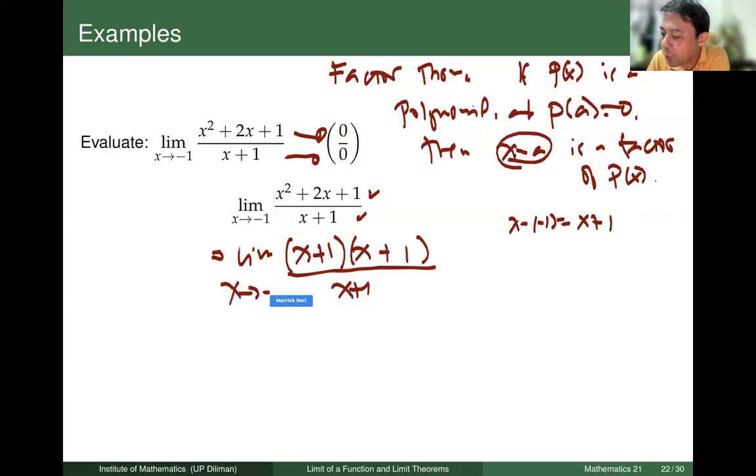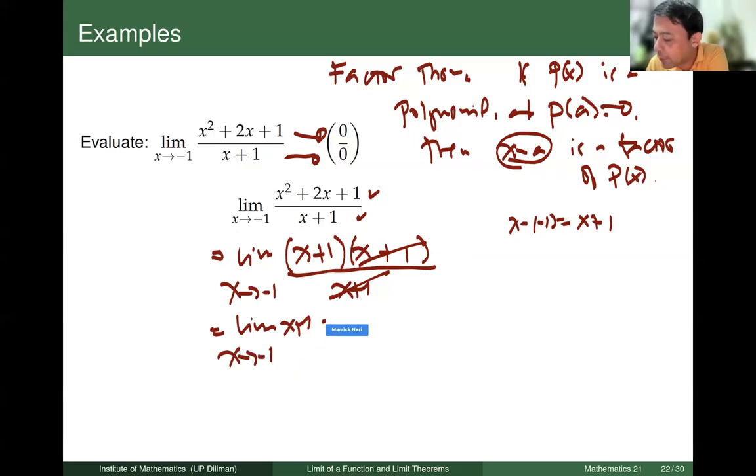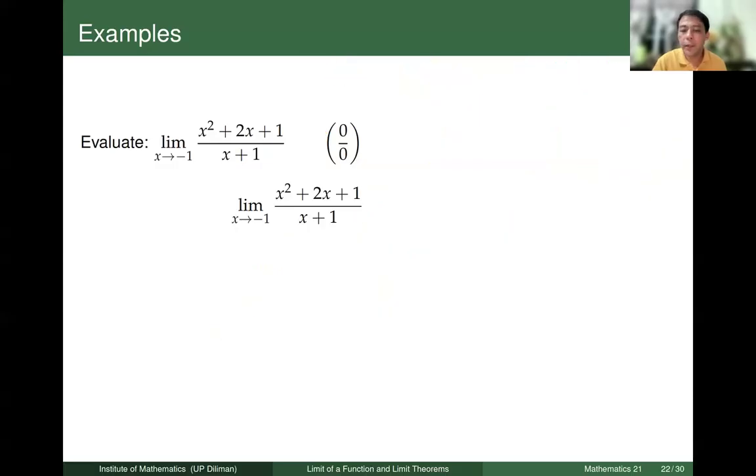X approaches negative 1. Only approaching but not yet equal to negative 1. So hindi pa siya 0. Yung X plus 1 is not yet 0. So we can cancel the X plus 1. So you just evaluate now the limit of X plus 1 as X approaches negative 1. And that is just negative 1 plus 1, which is 0. So the limit of this is 0. Okay? So I will clear and show the solution.